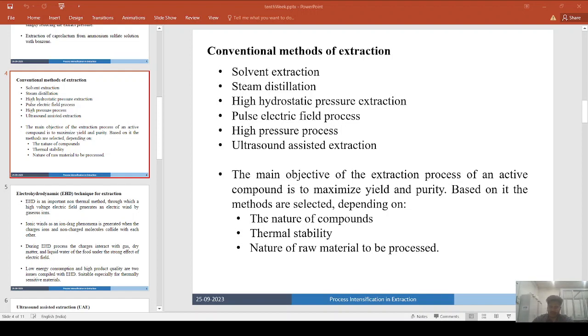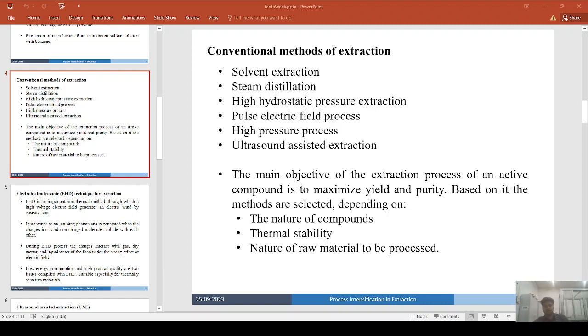Now the traditional techniques have a lot of limitations. So we will first discuss what those limitations are, and then we will go to the introduction of other methods or solutions for these limitations, to basically intensify the extraction process by incorporating different technology into the conventional or traditional extraction processes. So let us discuss the limitations.